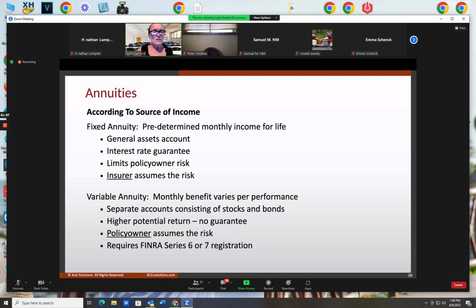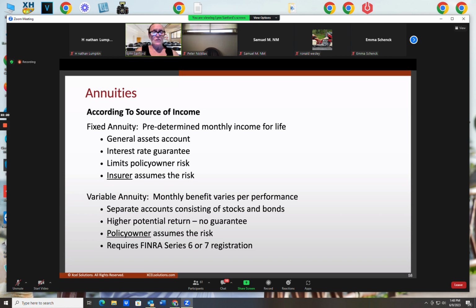So fixed annuities can provide a predetermined monthly income for life if you choose a lifetime payout. Your dollars go in the general account of the insurance company and become a general asset of that insurance company, backed up by the assets of the insurance company. The interest rate is guaranteed, and you lock it in for 1, 3, 5, 7, or 10 years. Generally, a 1-year interest rate.